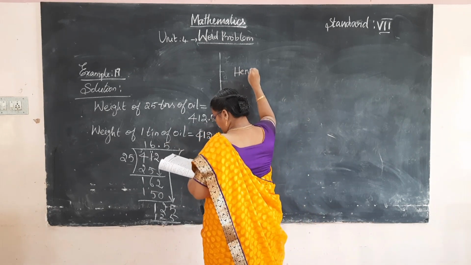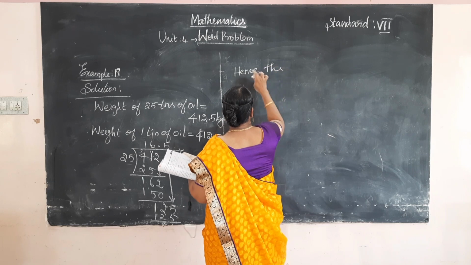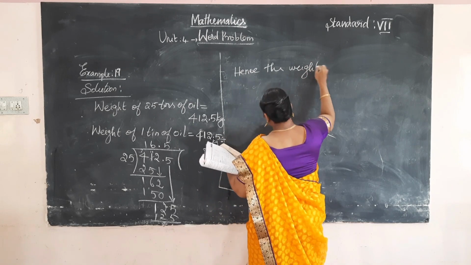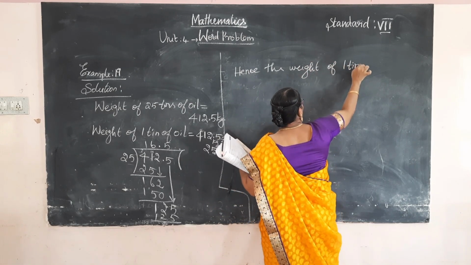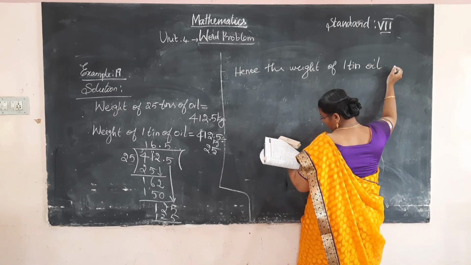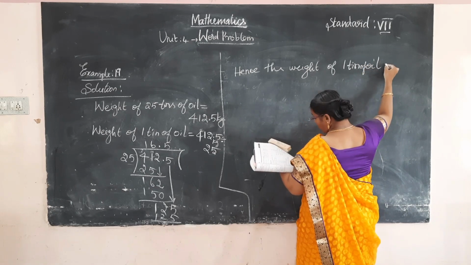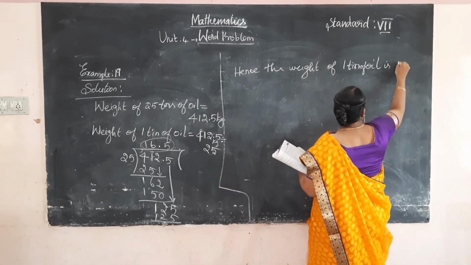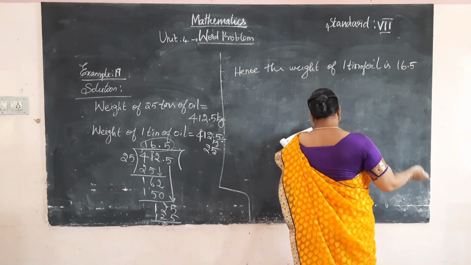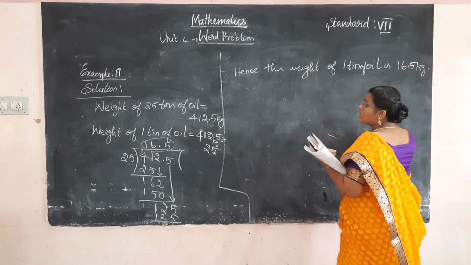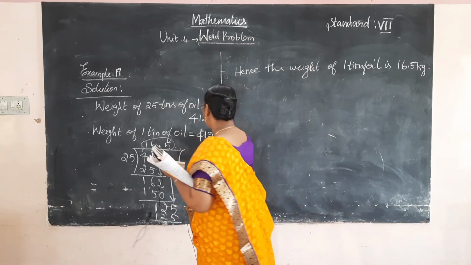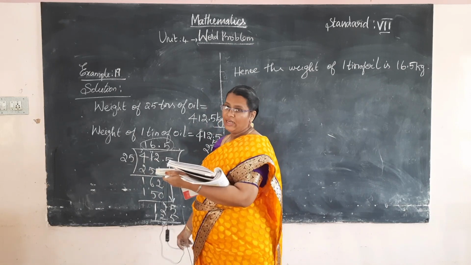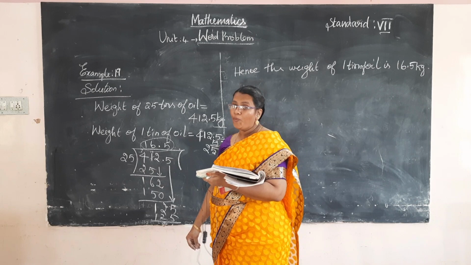Hence the weight of 1 tin of oil is the quotient value, 16.5 kg. The unit kg is given, so we use the unit kg, which means kilogram. Now moving to exercise 4.4.